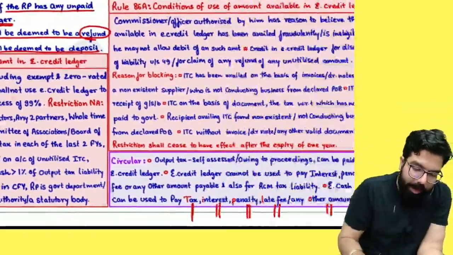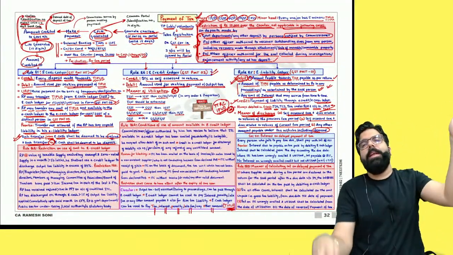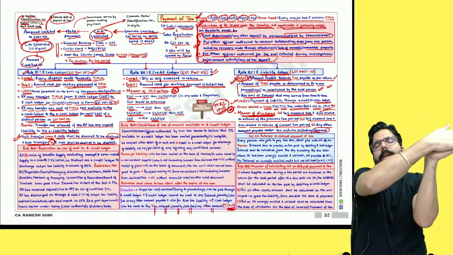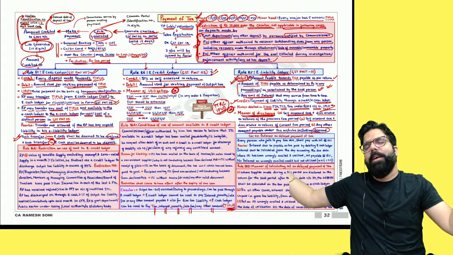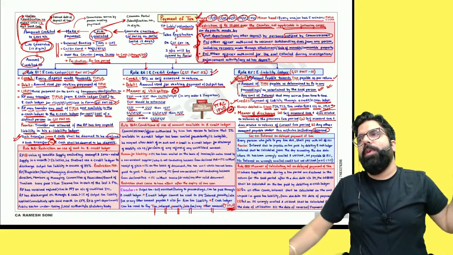Now over here, everyone, people, tell me one thing. E-liability ledger, e-credit ledger and e-cash ledger. We learned 3 ledgers. E-liability ledger. What are the debits which are there?